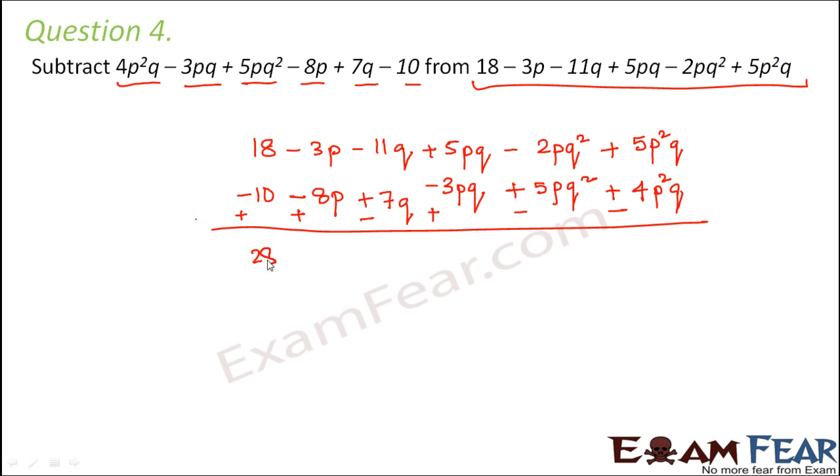18 plus 10, that is 28. Minus 3 plus 8 becomes plus 5p. Minus 11 minus 7 would be minus 18q. Plus 5 plus 3 would be plus 8pq. Minus 2 minus 5 would be minus 7pq square. Plus 5 minus 4 would be plus 1p square q. So therefore this expression is the difference of these two expressions.